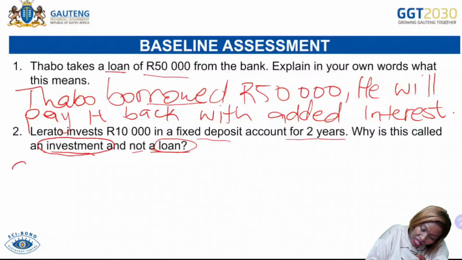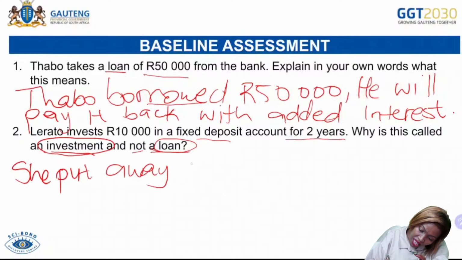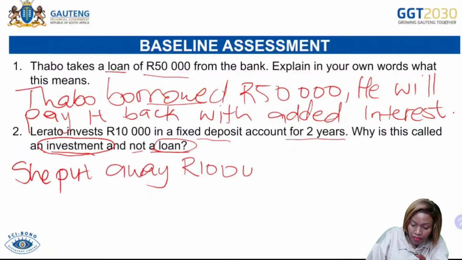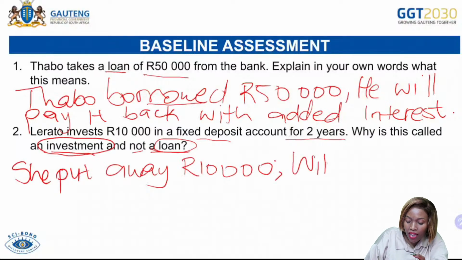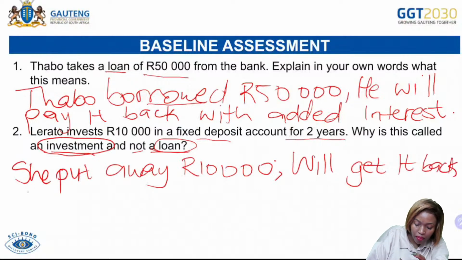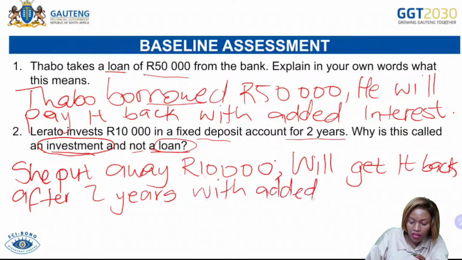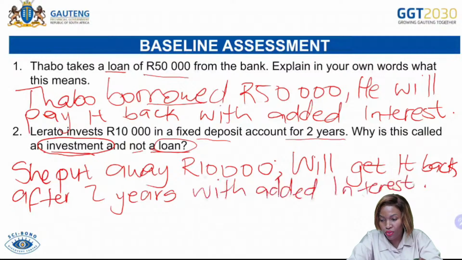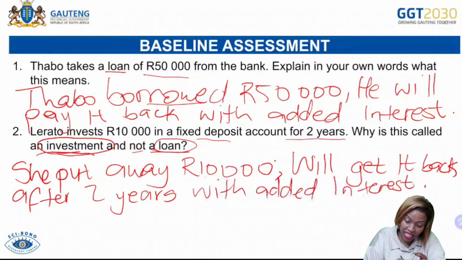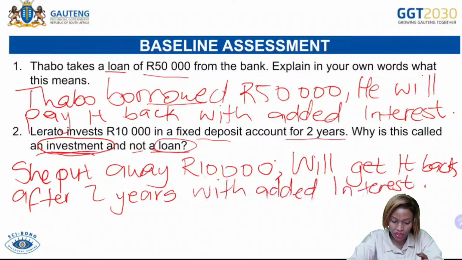So we will say that she put away the 10,000 rand, will get it back after 2 years with added interest. I hope this makes sense. And then she'll get it back after 2 years with added interest. That is why it is an investment. It is not a loan.